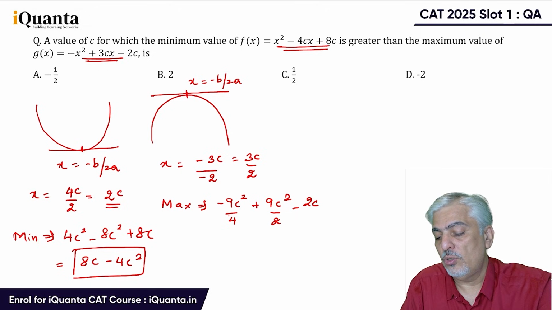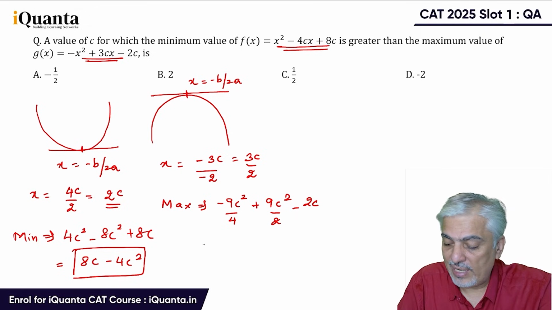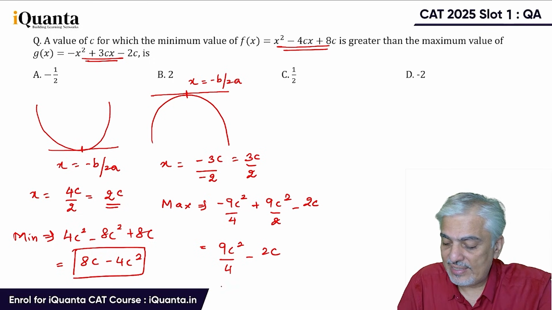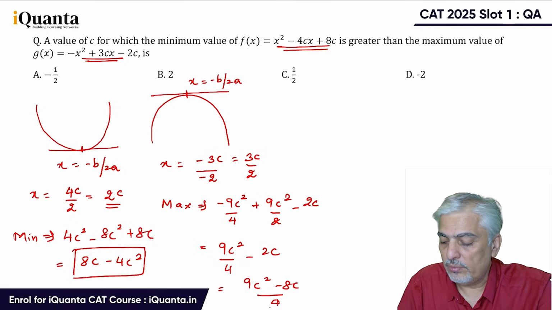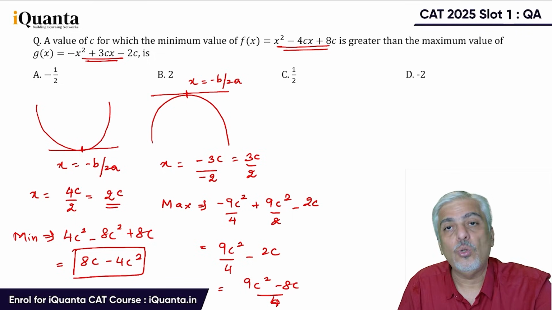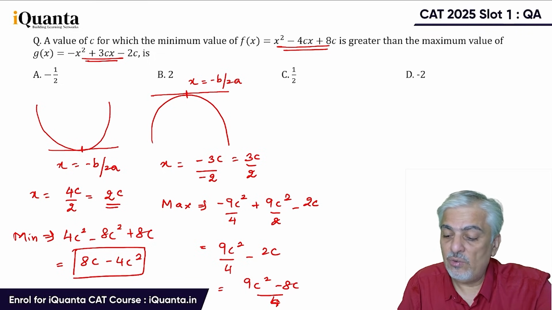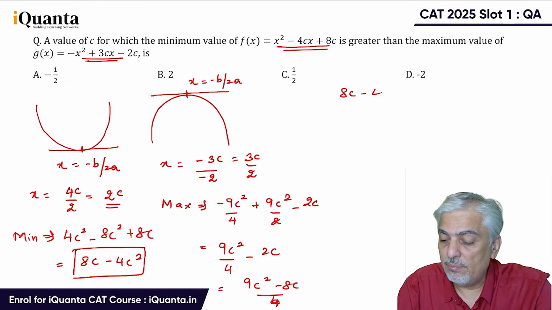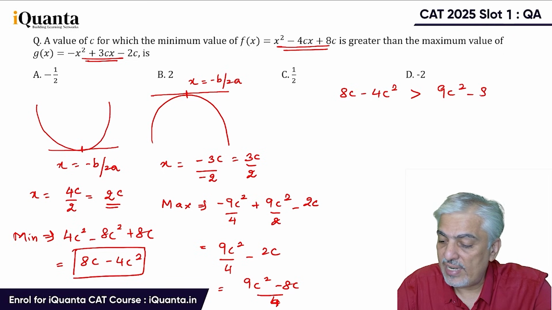9c² upon 2 minus 9c² upon 4 will become 9c² upon 4 minus 2c. You can take the LCM and write it as (9c² minus 8c) upon 4. Now, what is the condition which we have been told? We want to find the value of c for which the minimum value of the first is greater than the maximum value of the second. That means 8c minus 4c² should be greater than (9c² minus 8c) upon 4.